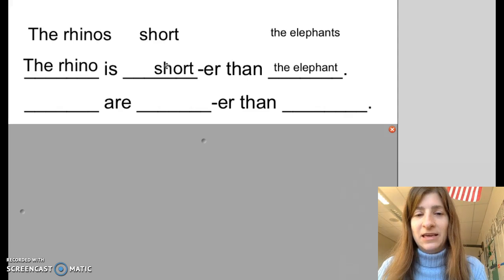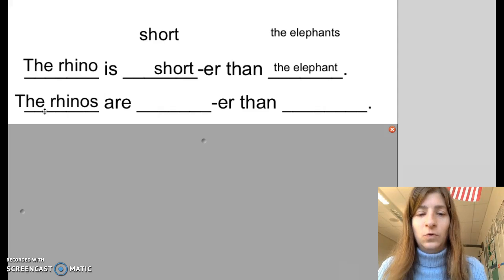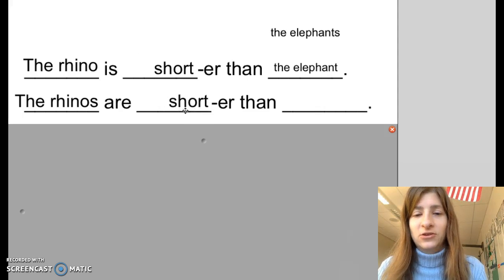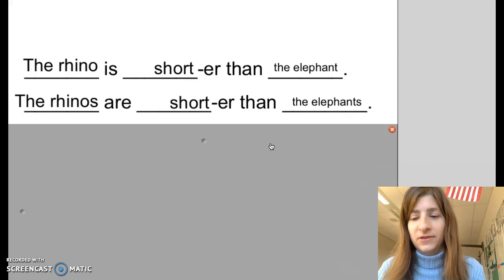Like that animal is shorter than the other animal. If I say the rhinos, that's more than one. So instead of is, I turn it to are. Shorter than the elephants.